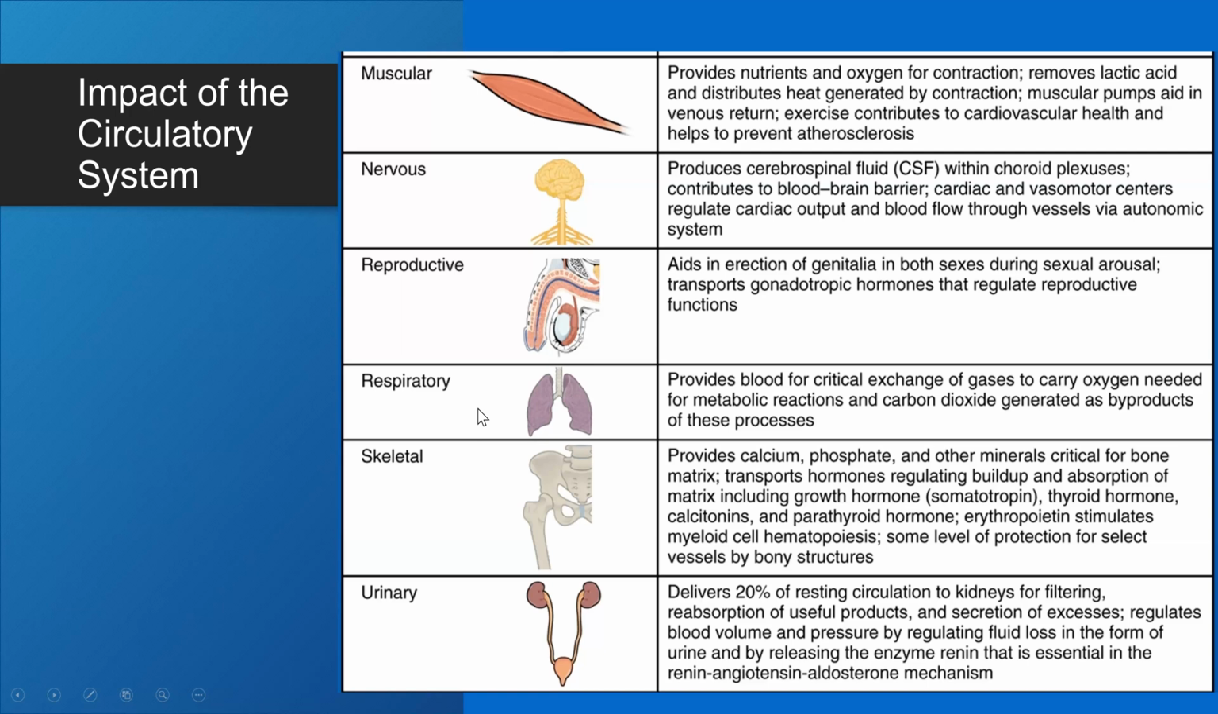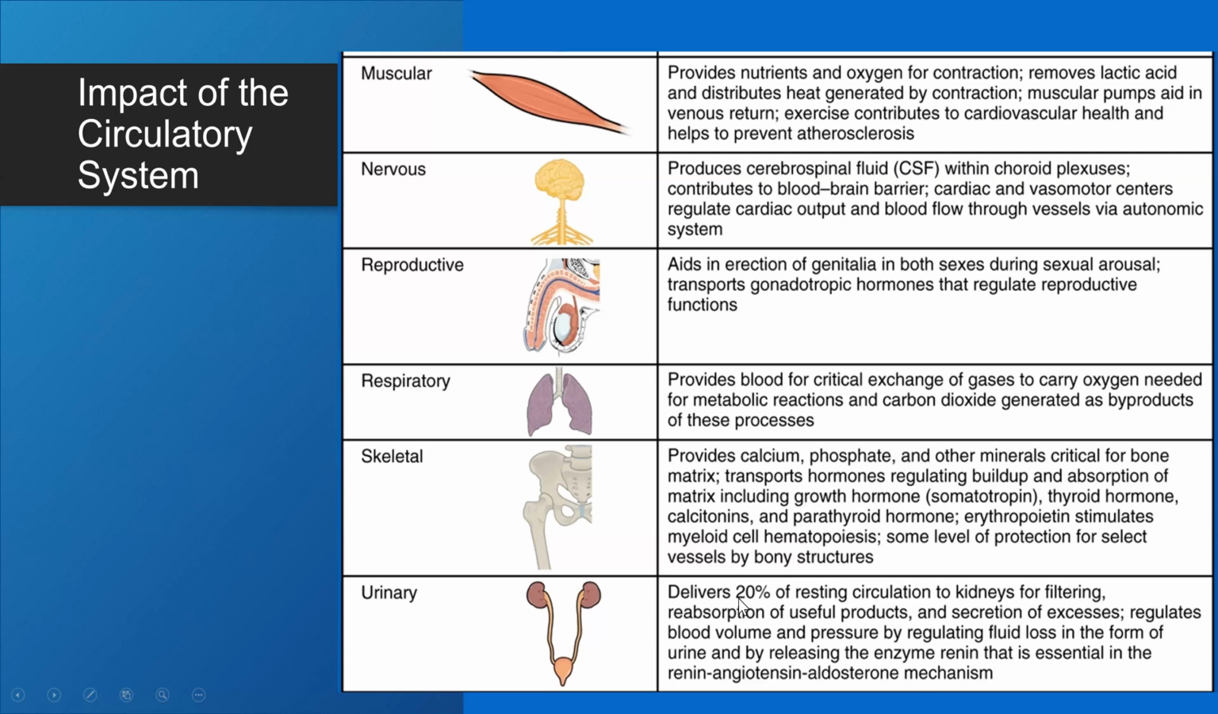Now, the respiratory system cannot function without the circulatory system, because the circulatory system provides blood for the exchange between air and blood. So oxygen in your lungs, in those alveoli, will move from alveoli to capillaries, and carbon dioxide from capillaries to alveoli, and you will exhale it. Now, skeletal system: blood provides calcium, phosphate, and other minerals. Blood delivers hormones, for example erythropoietin, which stimulates hematopoiesis of myeloid cells within red bone marrow.